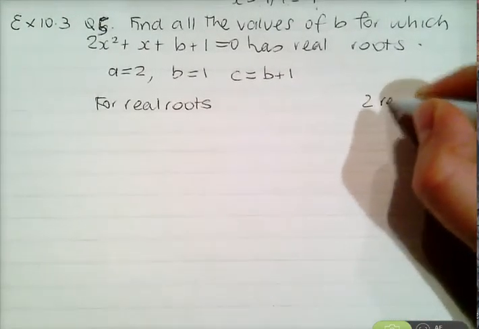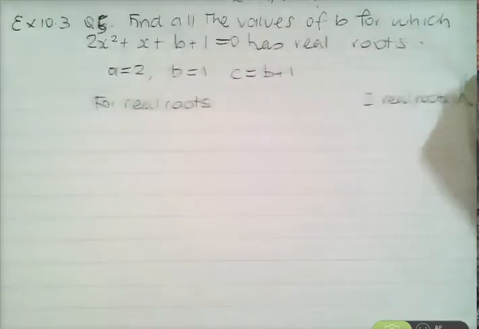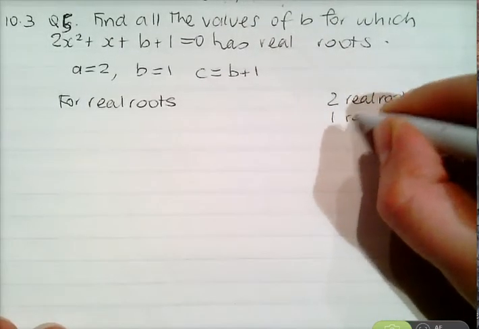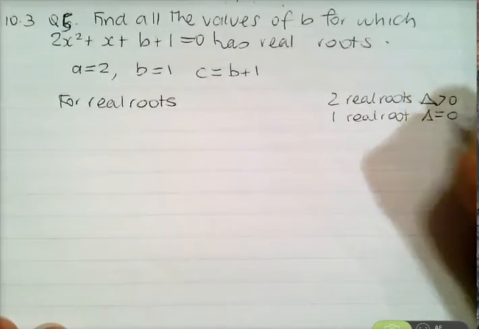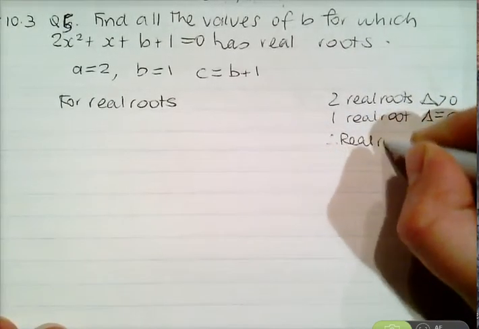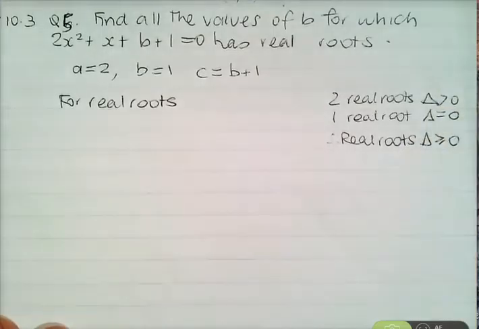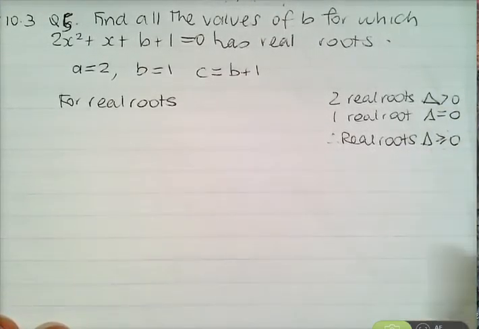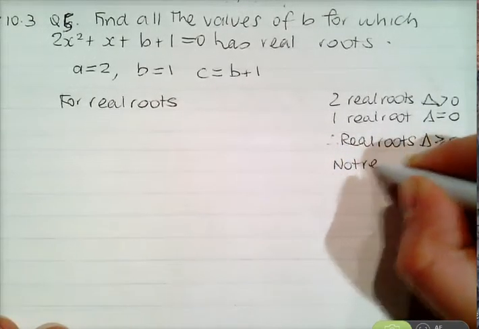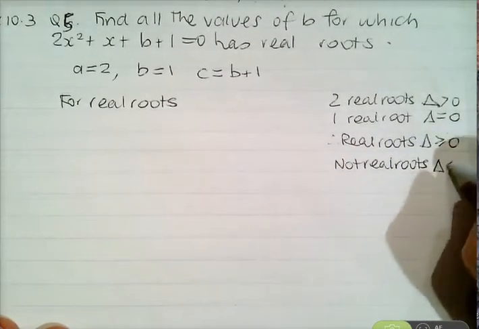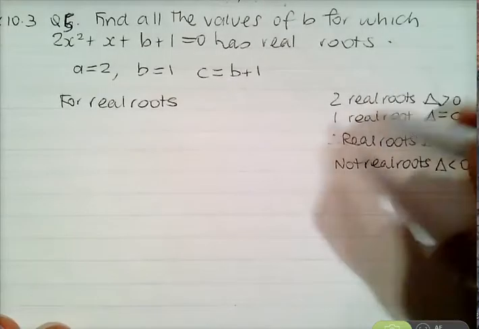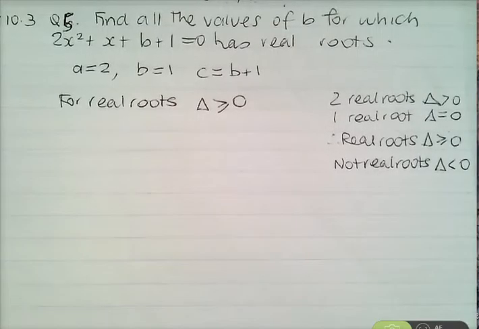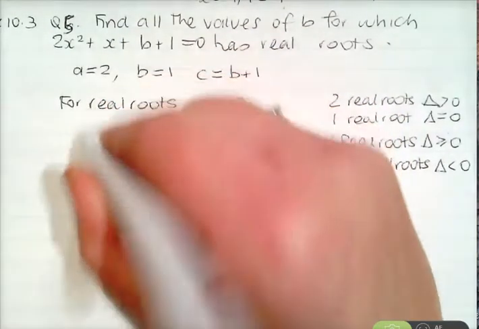So, just think, for two real roots, the discriminant is greater than 0. For two equal roots or one real root, we know that the discriminant equals 0. Therefore, for all the cases of real roots, we've got the discriminant is greater than or equal to 0. Remembering, real roots means the discriminant is greater than or equal to 0, which is the opposite of not real roots. Not real roots means that the discriminant is less than 0. So, if you want real roots, it's everything apart from not real roots, so the discriminant is greater than or equal to 0. Let's see what the discriminant is.